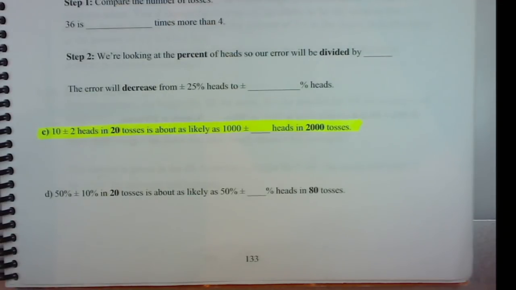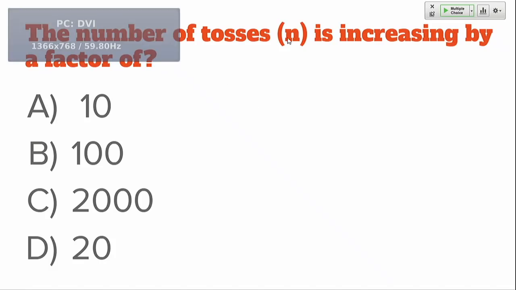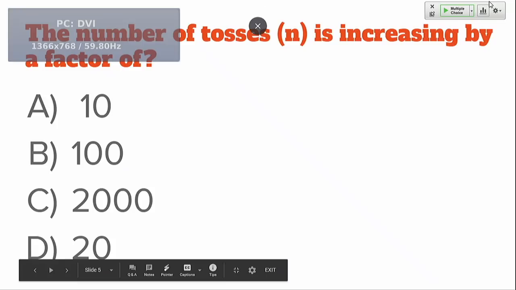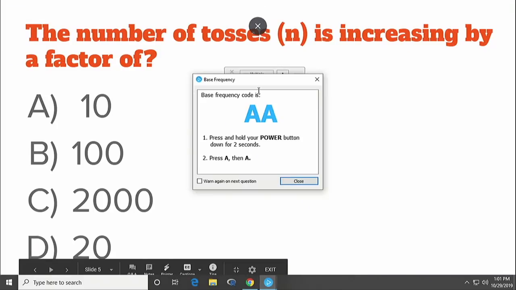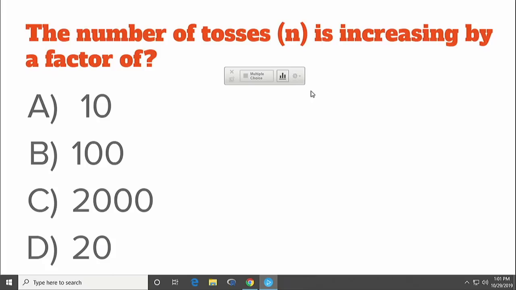So the first step is always saying, what is n increasing by? So for part C, on page 133, we're going from 20 to 2,000 tosses. So the first question is, n is increasing by a factor of what? So I'll let you guys answer. We'll take a look.